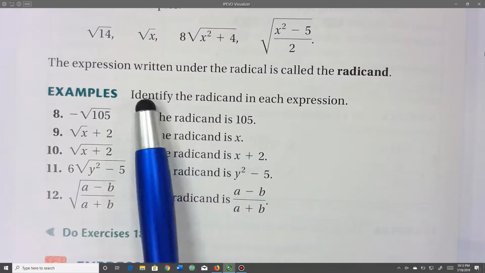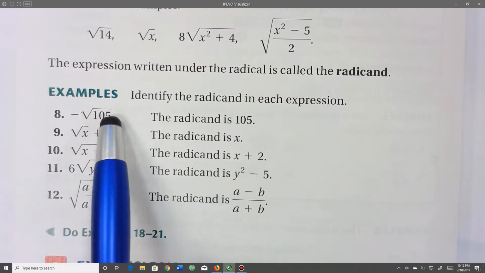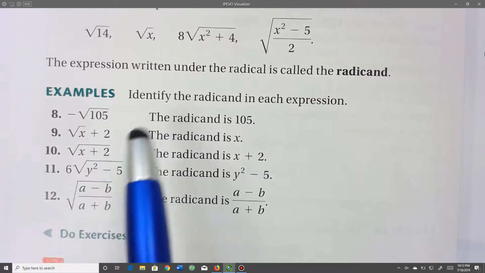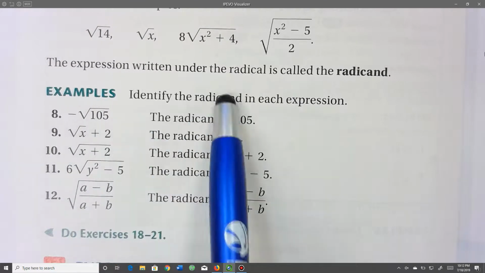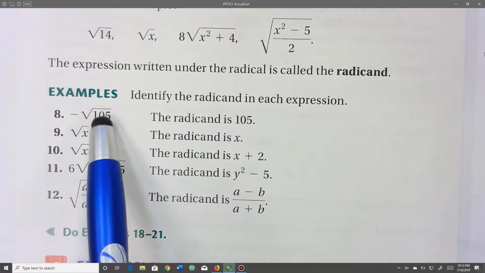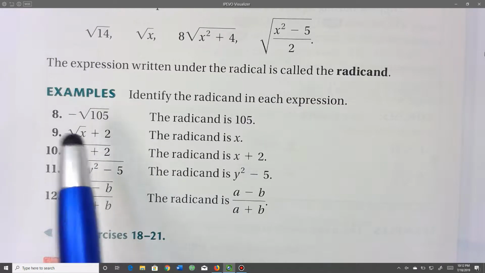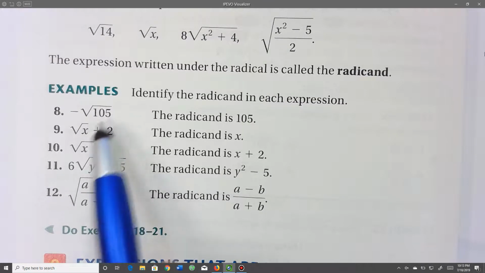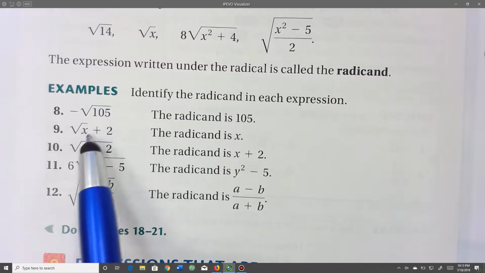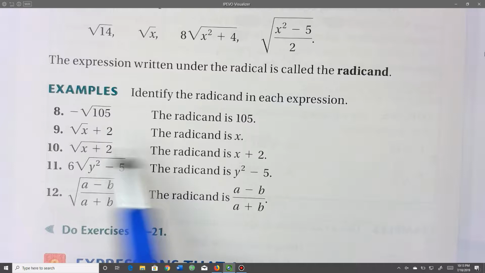You want to have questions like this in the assignment. Identify the radicand in each expression, just to warm you up. I might give you one or two. The radicand, again, just to make you practice this word, means the number or the expression inside the box. Everything else is not going to be included. 105 is inside the box, therefore that's the radicand. X is inside the box, so that's the radicand. X plus 2 is inside the radical, therefore x plus 2 is the radicand.